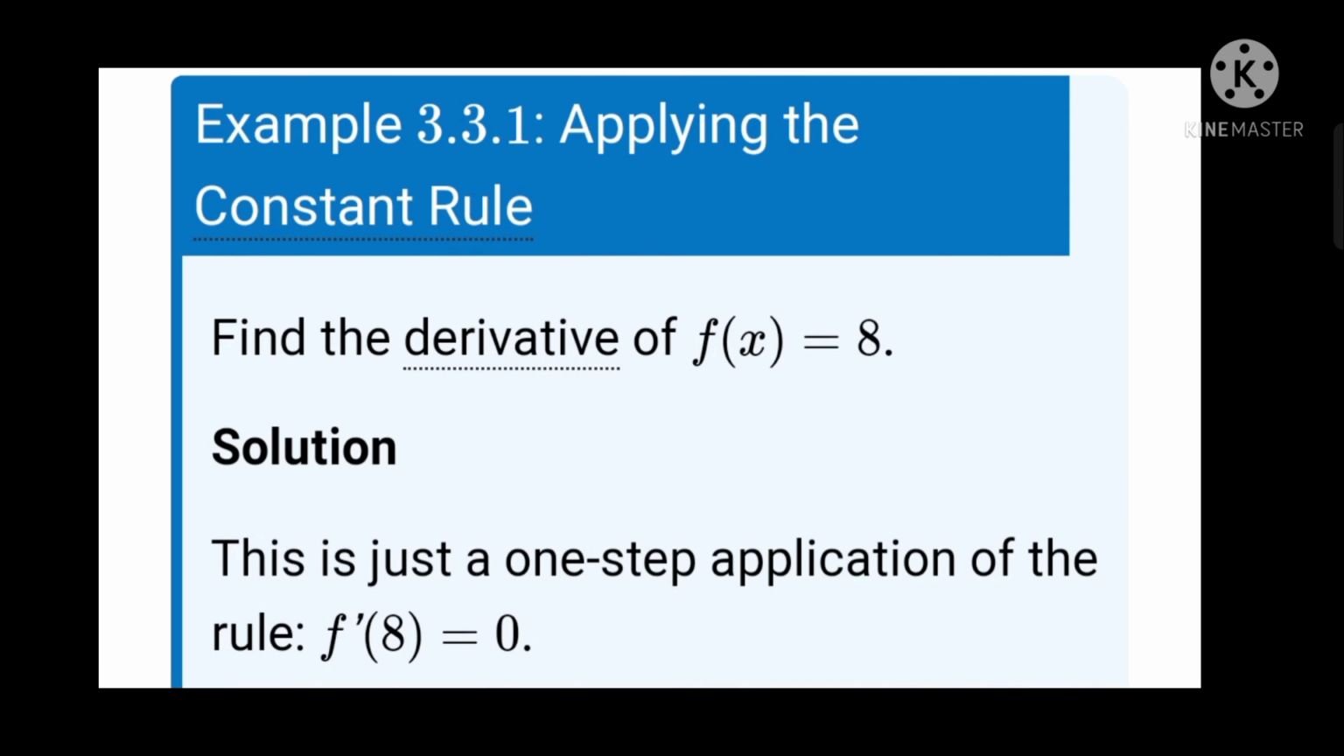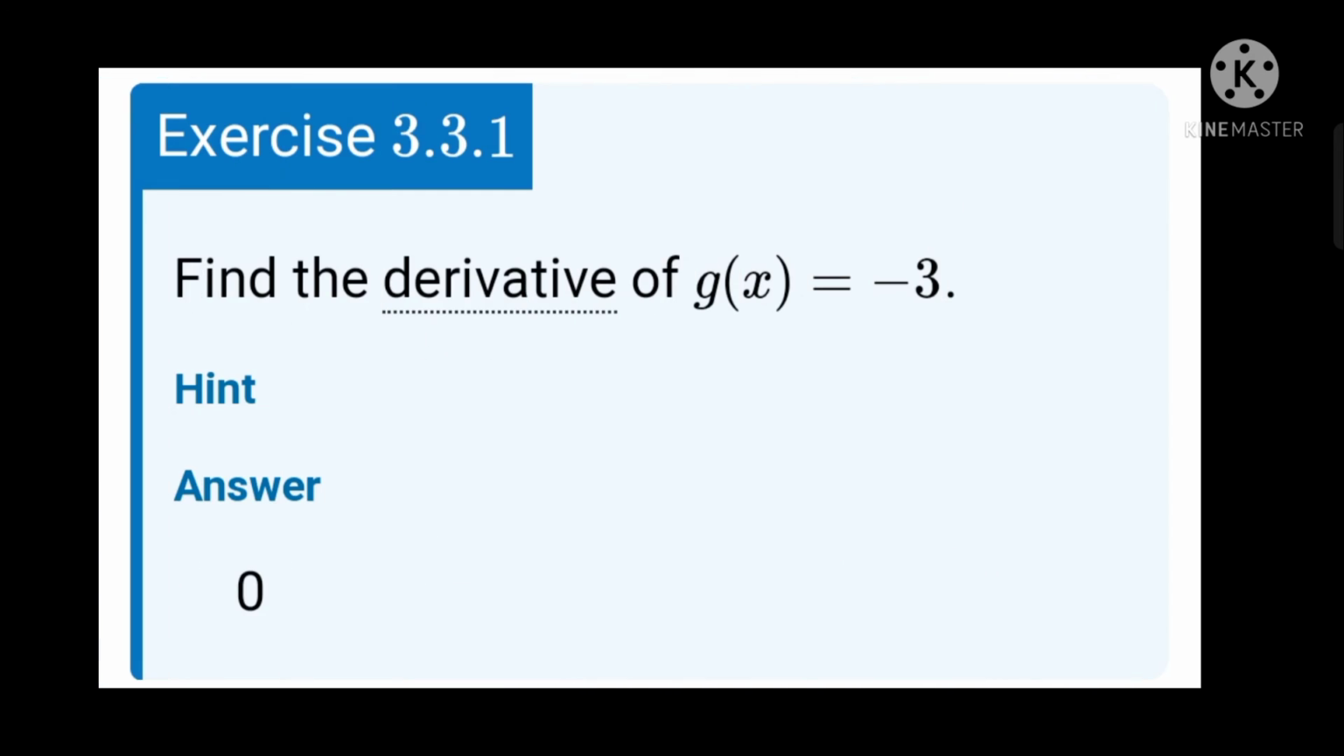So applying the constant rule, find the derivative of f of x equals 8. Solution: this is just a one-step application of the rule. So f prime of x equals 0. Then find the derivative of g of x equals negative 3. So the answer is 0.